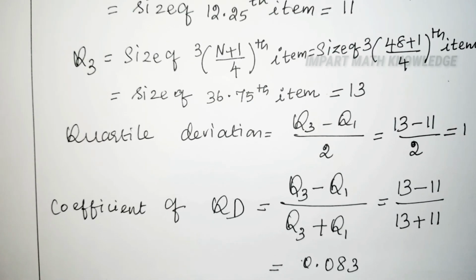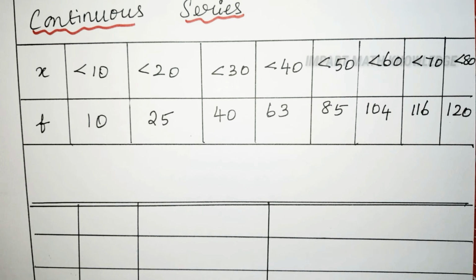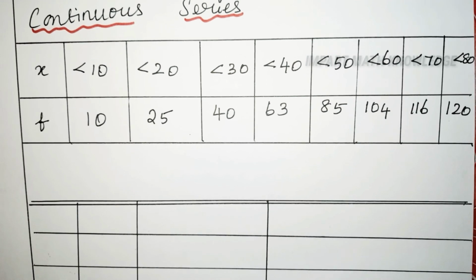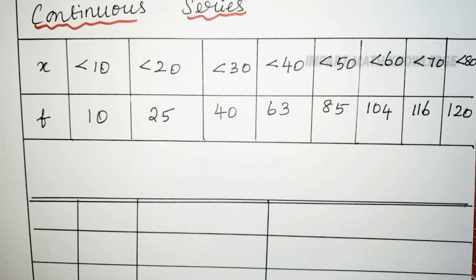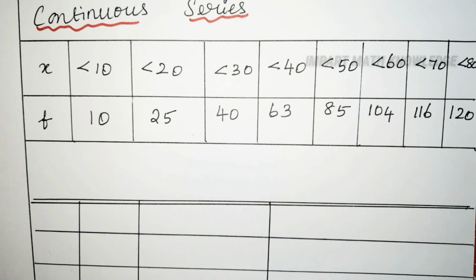For a discrete series, first you have to find the cumulative frequency, then find the lower quartile Q1 and upper quartile Q3, and then you find the quartile deviation. Next one, continuous series. We have to find the range, coefficient of range, quartile deviation, and coefficient of quartile deviation. Here the values are given like less than 10, less than 20, etc. up to less than 80. The length of the class interval is 10.